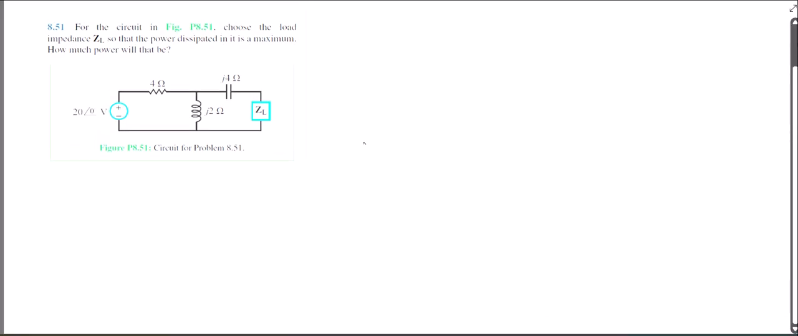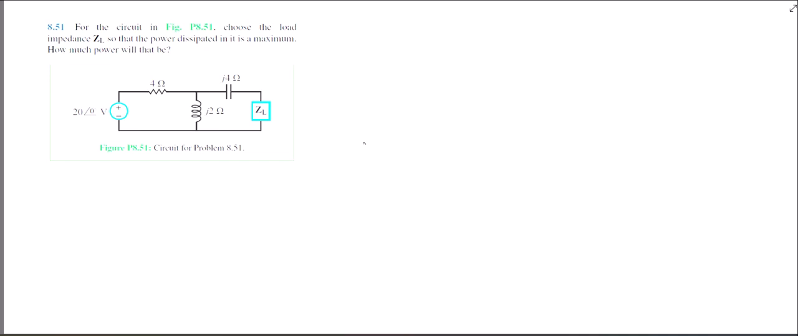We want to use the load impedance so the power dissipated in it is a maximum, and then we need to determine how much power that is. You may recall from Circuits 1 that we had maximum power transfer when R load equaled R Thevenin. It's very similar here. We're going to have maximum power transfer when Z load equals Z Thevenin conjugate.